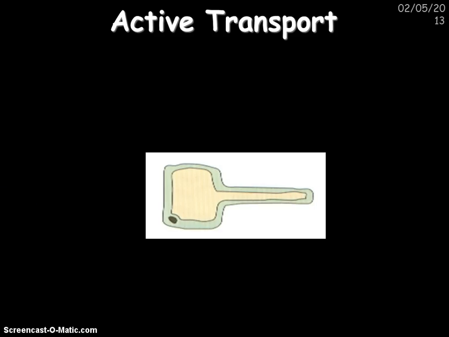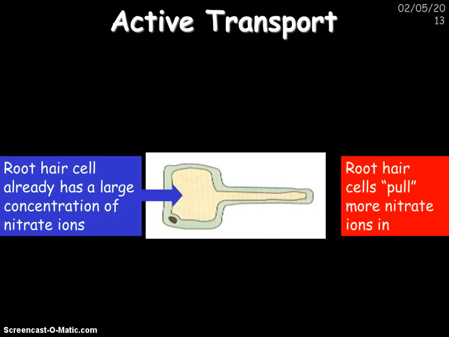The third type of transport we're just going to have a look at is something called active transport. Now this goes against everything we've just said. This is when you are moving against a concentration gradient.